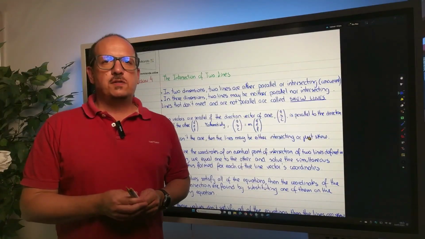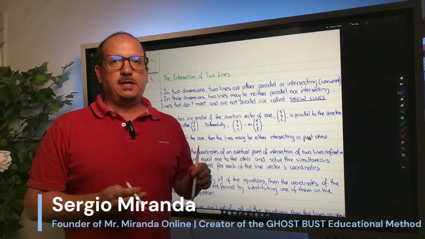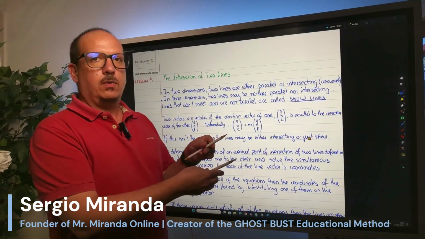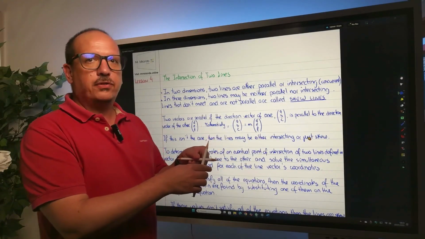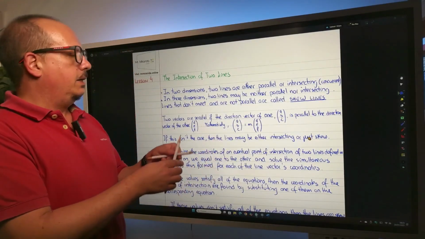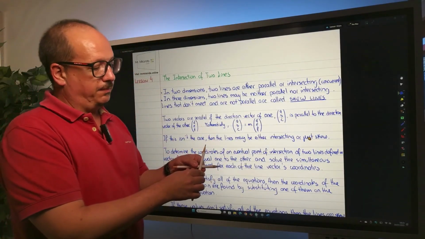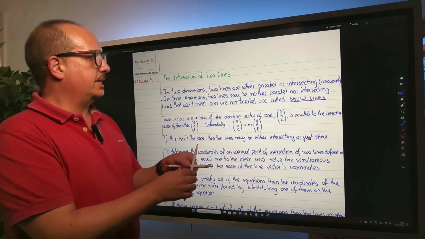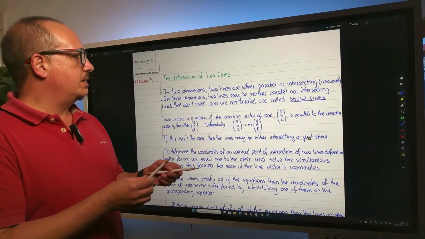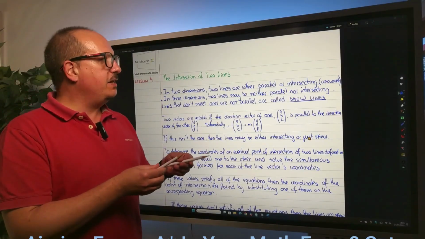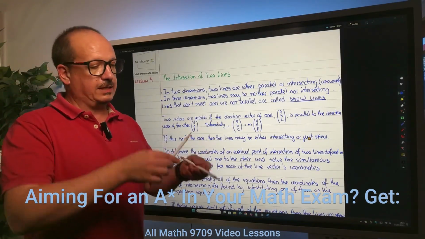In 2 dimensions, 2 vectors are either parallel or intersecting. Okay, you don't have a third option. Every time you have lines that are intersecting, they are called concurrent. All right, but in 3 dimensions, 2 lines may be neither parallel nor intersecting.